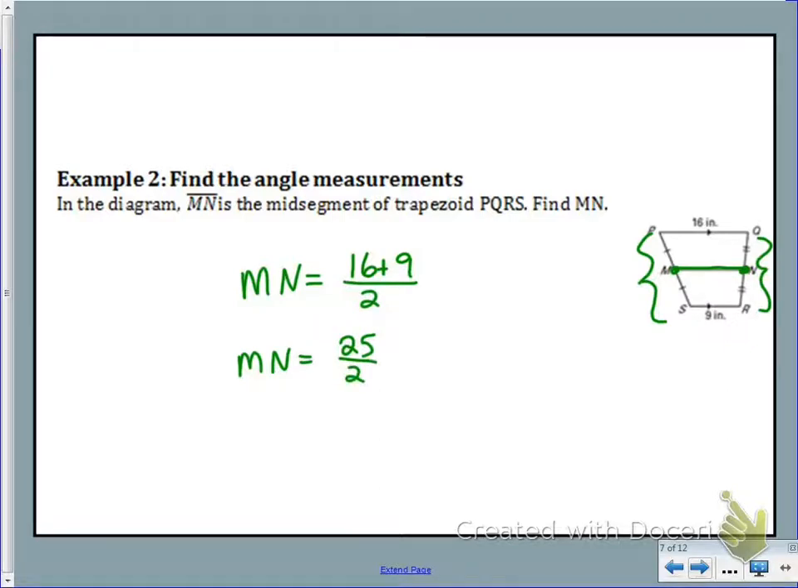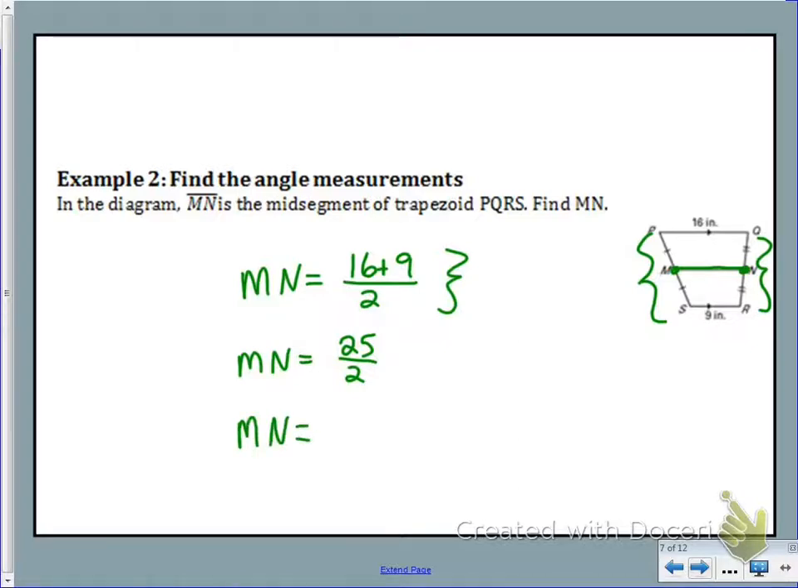Be careful if you input 16 plus 9 divided by 2, this whole quantity in your calculator, it's very likely it's not going to do the order of operations correctly. So you want to simplify the numerator to 25 and then divide by 2.